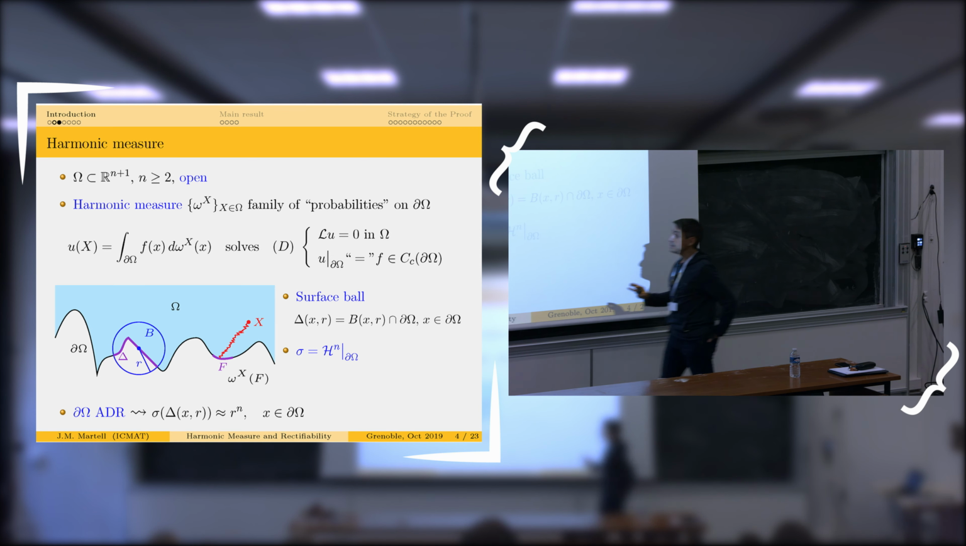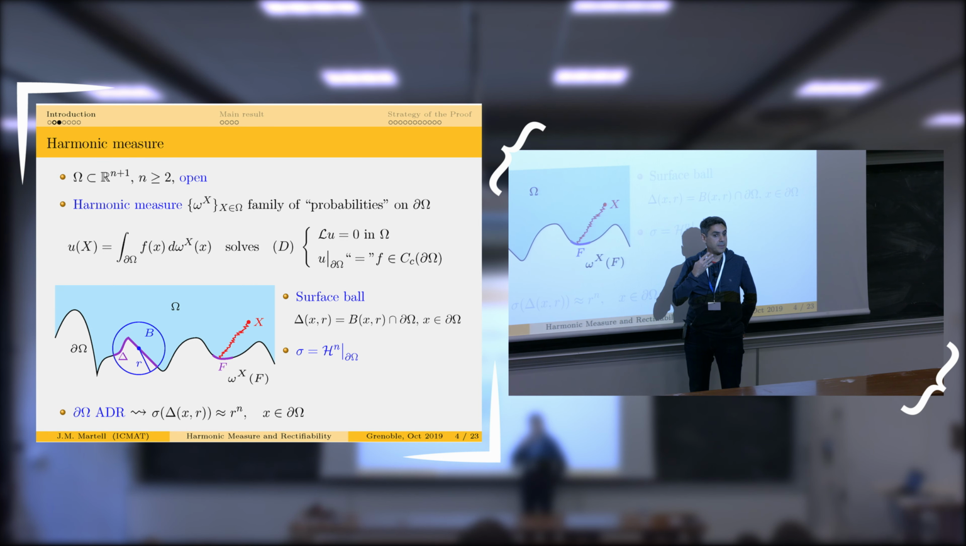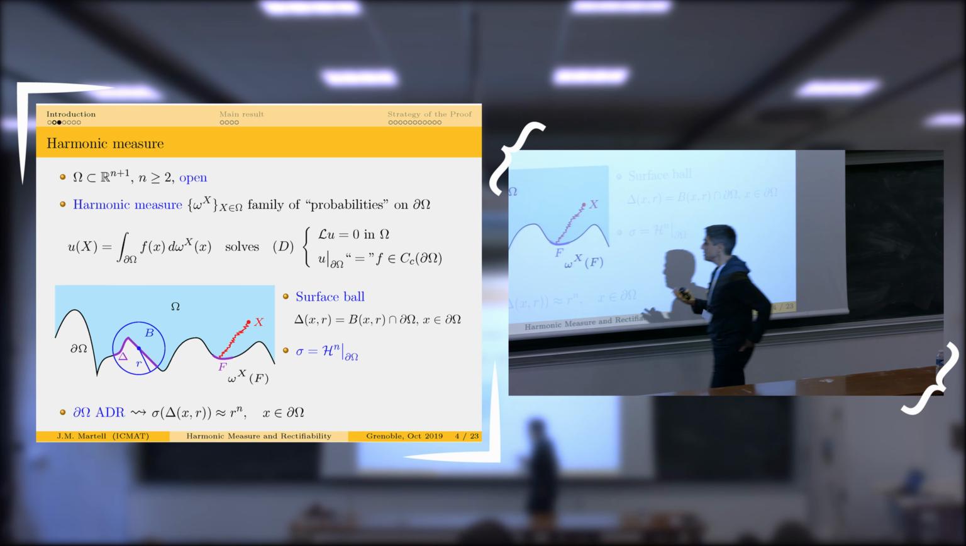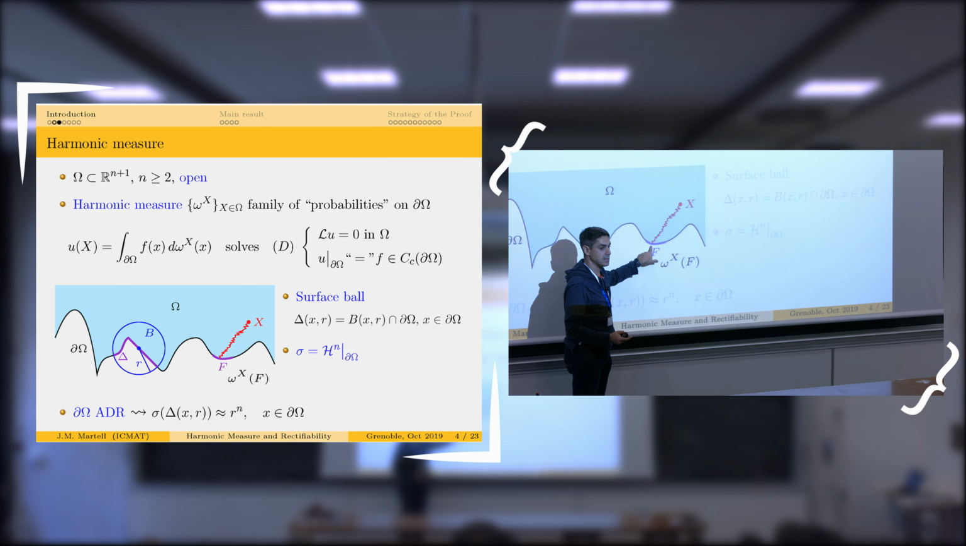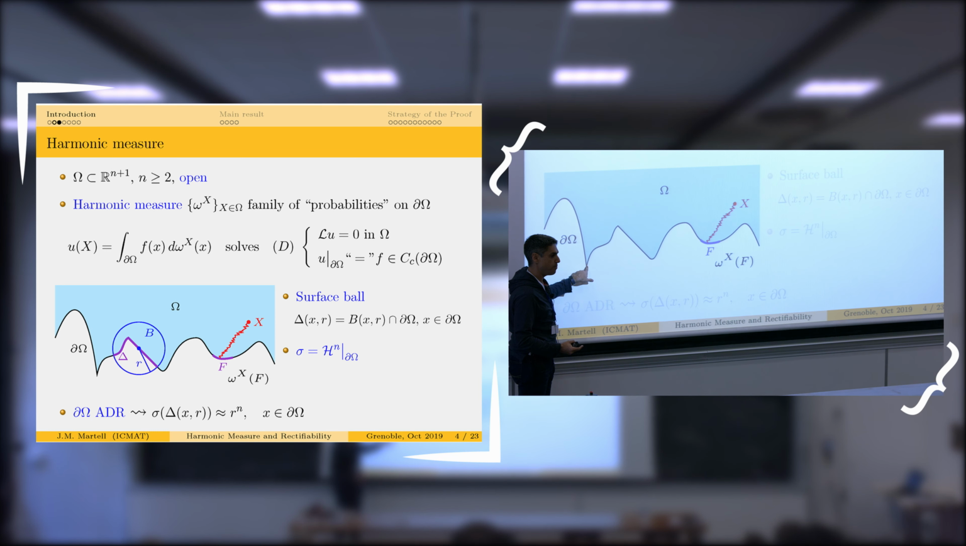So why is this important? Because in a sense, this is telling you that harmonic measure is connected to the geometry. For instance, you can think that maybe from here you have a high probability to hit the set F, but maybe it's very unlikely to hit this other part.